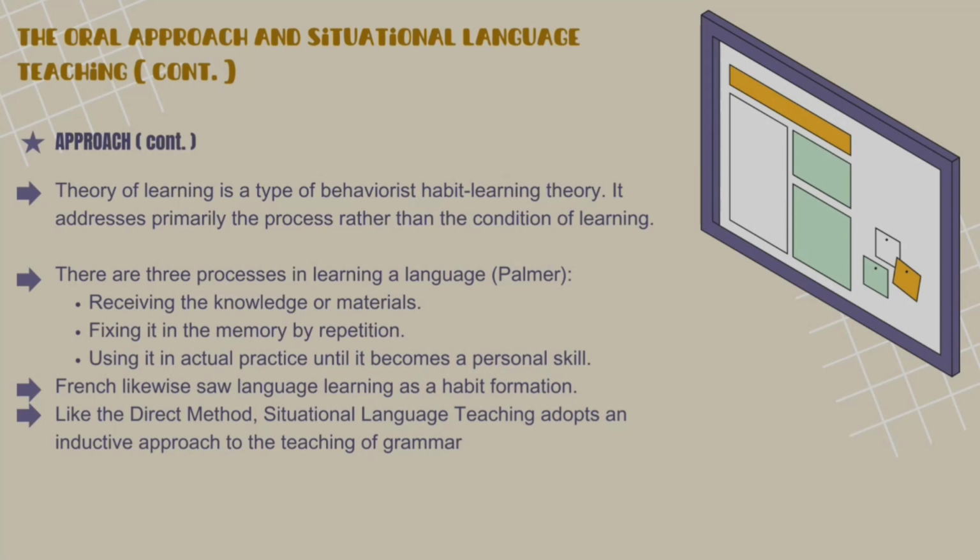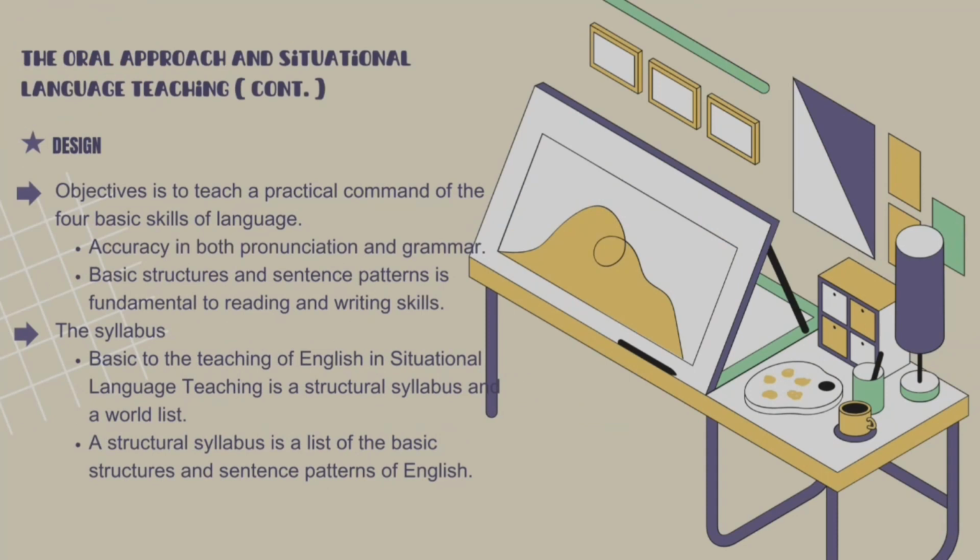French likewise saw language learning as habit formation. Like the direct method, situational language teaching adopts an inductive approach to the teaching of grammar. Design. The objective is to teach a practical command of the four basic skills of language: accuracy in both pronunciation and grammar, basic structures and sentence patterns, and fundamental reading and writing skills.